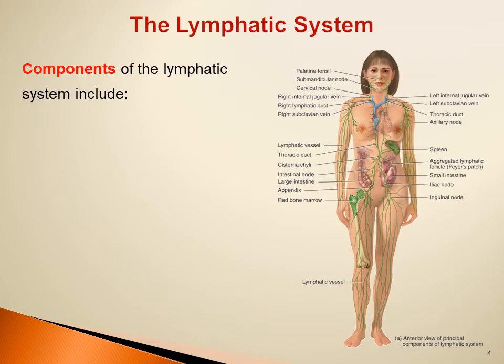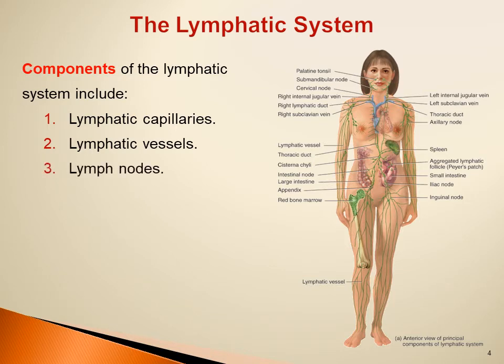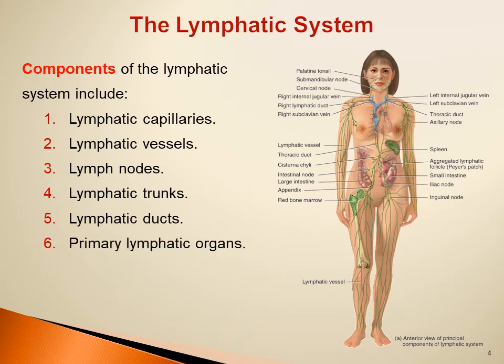The lymphatic system includes lymphatic capillaries, lymphatic vessels, the lymph nodes, the lymphatic trunks, and the lymphatic ducts, and then primary lymphatic organs as well as secondary lymphatic organs. So we have the lymphatic capillaries that drain into lymphatic vessels. Lymphatic vessels will pass through lymph nodes and then to lymphatic trunks, lymphatic ducts, and we have also primary and secondary lymphatic organs.